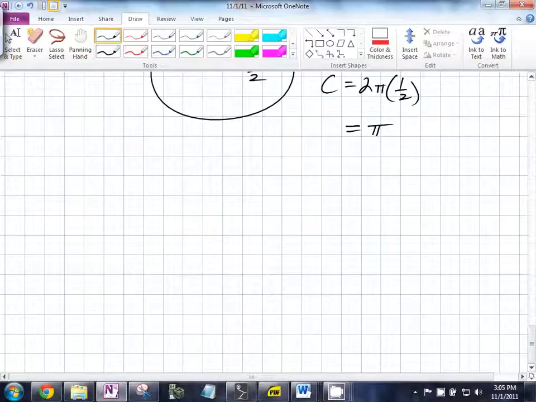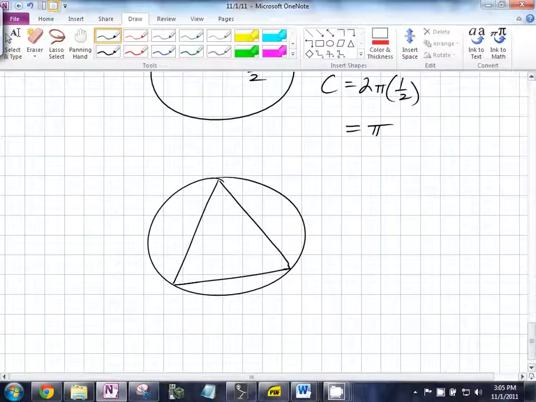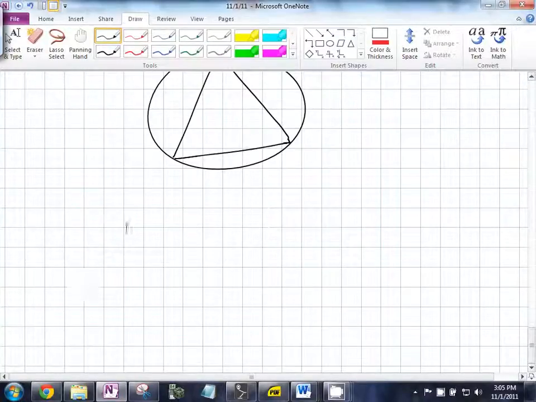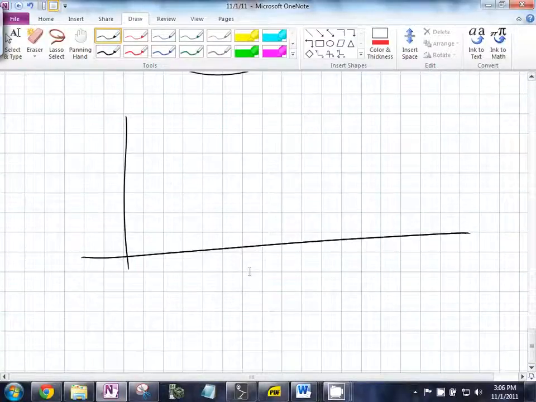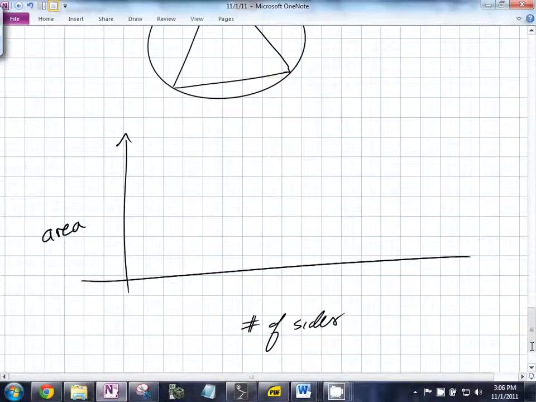So the idea here, what Luke is saying is, draw the largest triangle possible that fits inside a circle with radius 1/2. If you graph this, on the x-axis you're going to have the number of sides, and on the y-axis you're going to have the area of that shape. So how many sides does that triangle have? 3 sides.